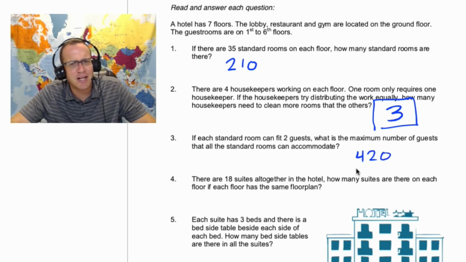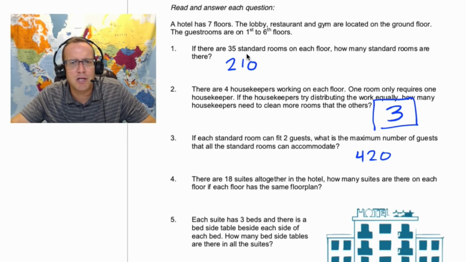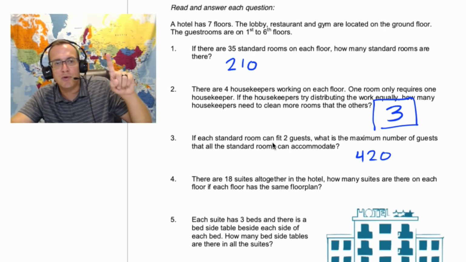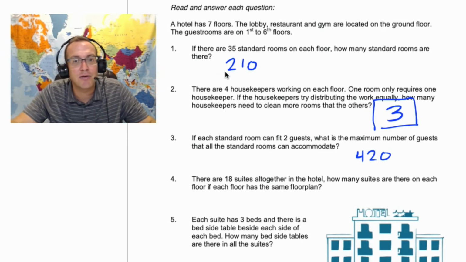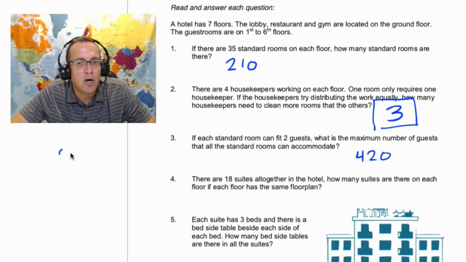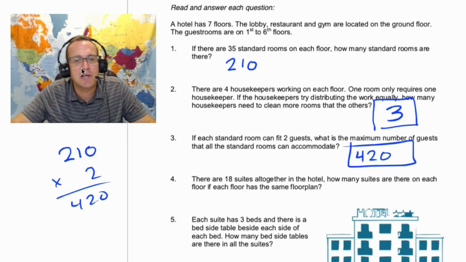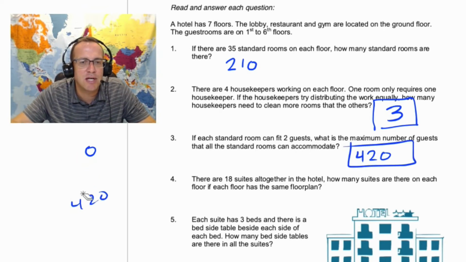Okay, well, how do we get that? I have no idea. Why didn't we just multiply 35 times 2? Well, 35 is the number of rooms on just one floor, but we had 6 floors, right? We figured out earlier that there are 210 rooms in the hotel. So all we have to do is 210 times 2 guests in each room, and we get 420. That is the maximum number of guests that we can get into this hotel at one time.